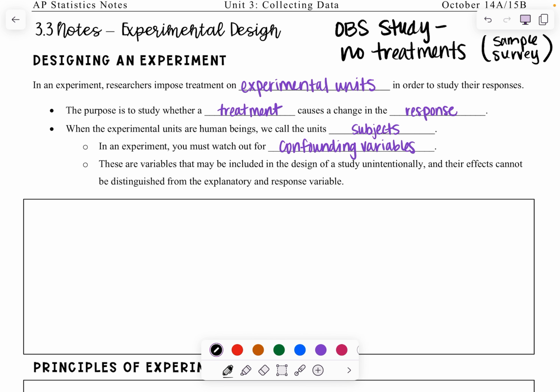And so when it's just regular, like batteries, and I'm testing plants and things like that, they are experimental units. When it is people, typically they will refer to them as subjects. Now that's not the biggest deal. If you say experimental units and you're talking about a human being, it's not the end of the world, but that's just how they're going to kind of use the terms on the AP exam.